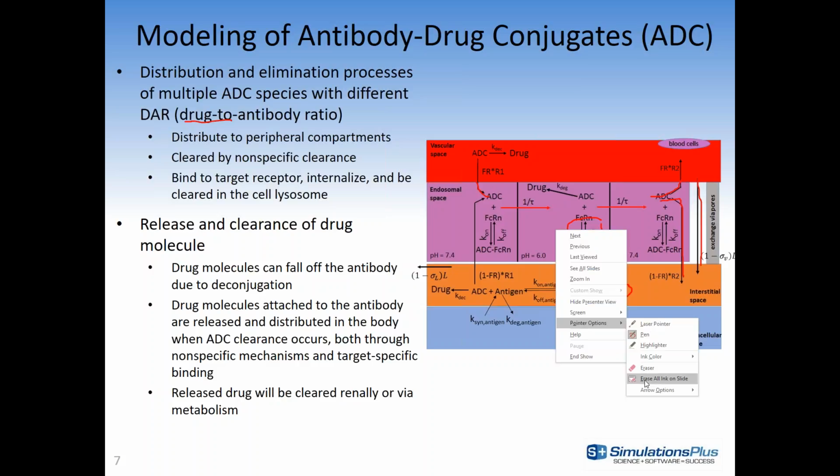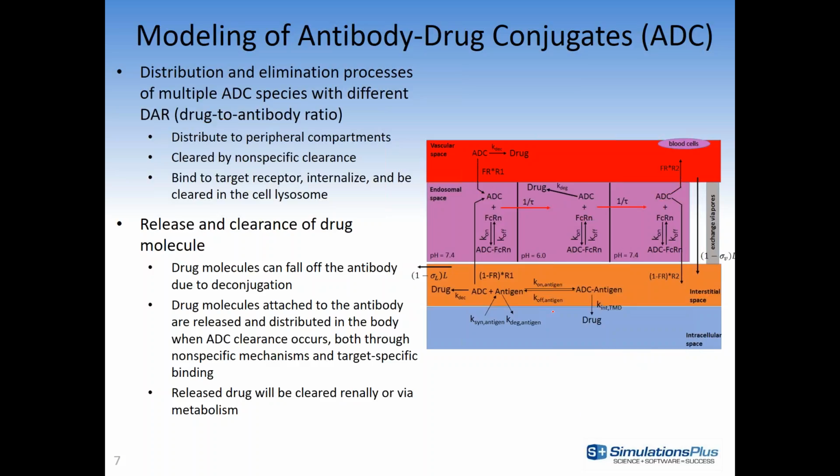The small molecule could get released through a deconjugation process. So you would be defining additional deconjugation rate constants, which define the rate of the small payload molecule falling off of the antibody, and this process would be happening in plasma as well as in the extracellular space.